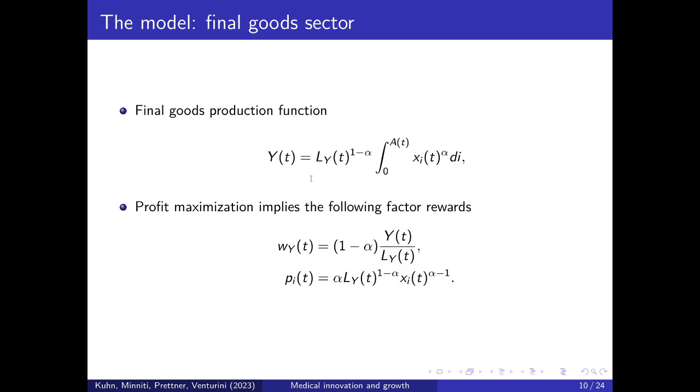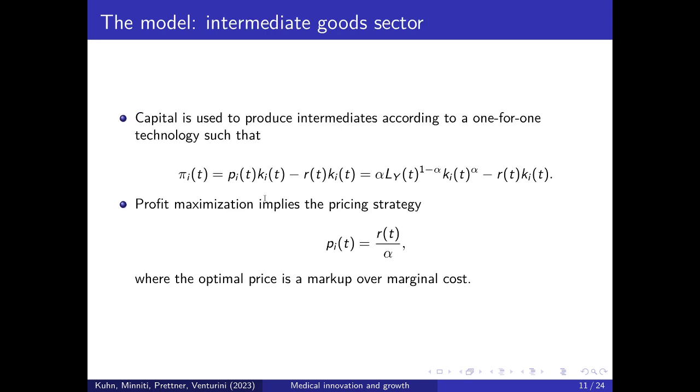Now we can plug in from the previous slide the P_i here, and what we get is this expression here. And if we now take the derivative of this expression with respect to K_i, then we can derive the profit maximizing pricing strategy, where the price would be a markup over marginal cost. The marginal cost is the interest rate, and the markup is 1 over alpha. So firms have market power in this sector. They charge a price that is higher than the marginal cost. Therefore, they make operating profits. And then they use the discounted stream of their operating profits to pay for the patent from the R&D sector.